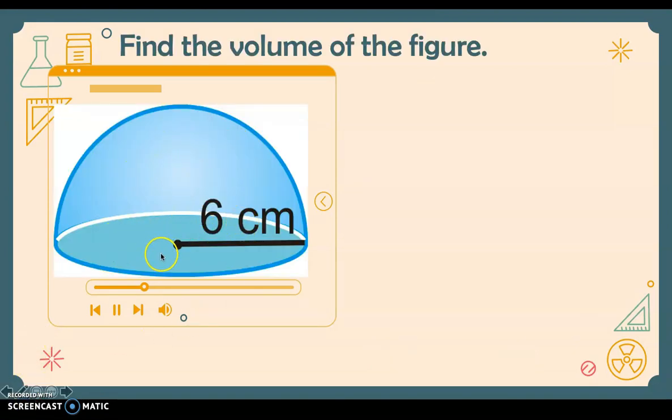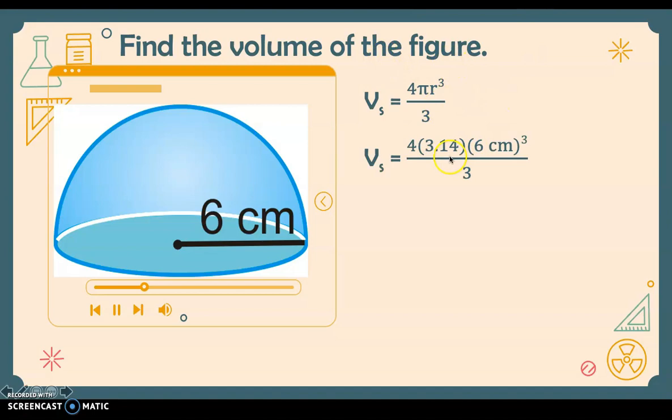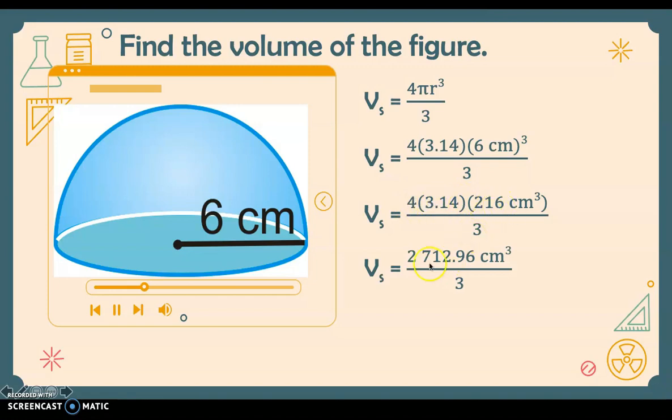Next, find the volume of the figure. So as you can see, it is a hemisphere, or half of a sphere. Then if it's half of a sphere, what we're going to do is get the volume of the sphere first, using the formula. Then after that, we're going to divide it by 2 because again, a hemisphere is half of a sphere. And we have 6 centimeters as the radius. Then you cube the 6 centimeters. We have 216 cubic centimeters and multiply by 3.14 times 4. Multiply the 3 values.